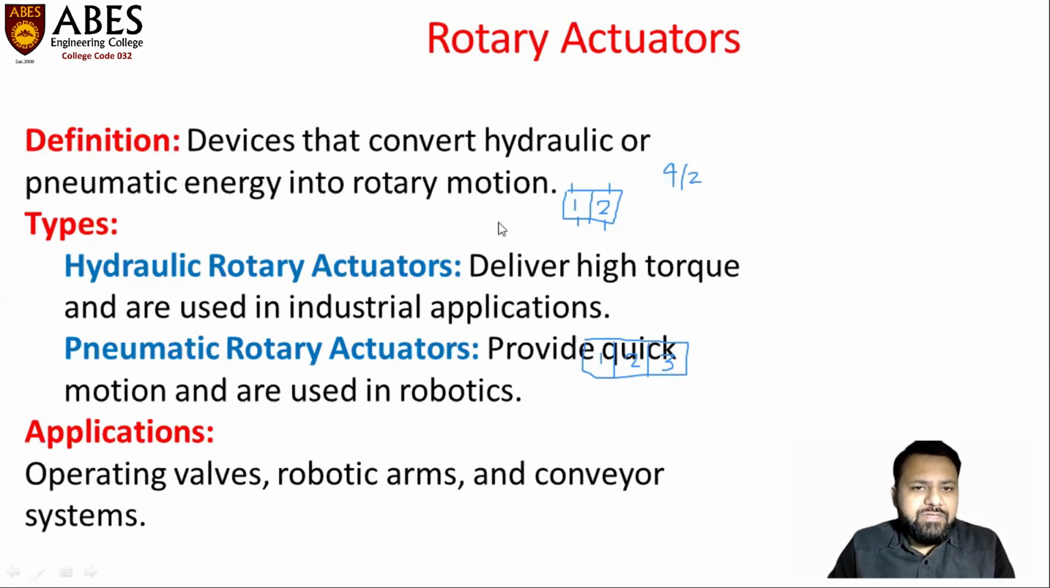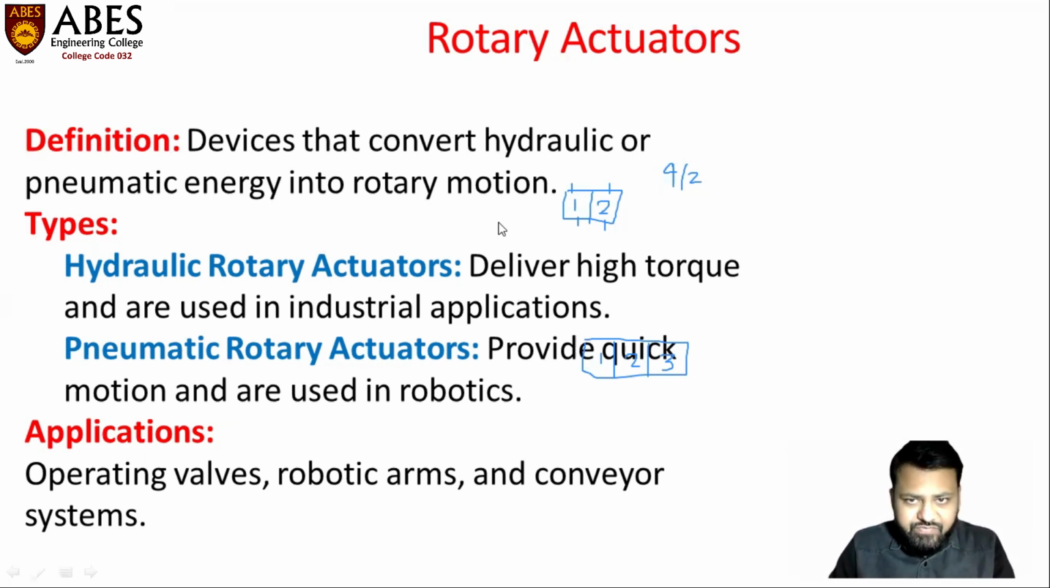If we talk about the types of rotatory actuator, there are hydraulic rotatory actuators and pneumatic rotatory actuators. The working of these actuators is similar to what we discussed previously. Basically, the hydraulic rotatory actuator delivers higher torque and is used in industrial applications, and the pneumatic rotatory actuator provides quick motion and can be used in robotics applications.